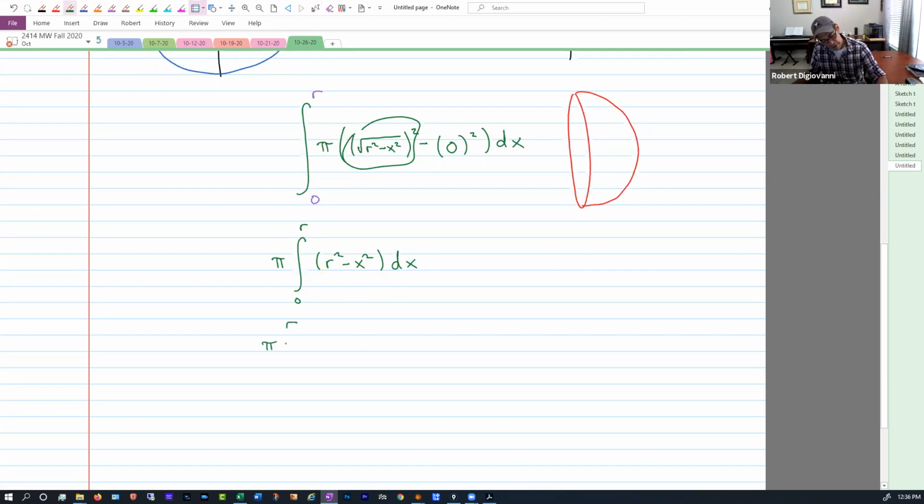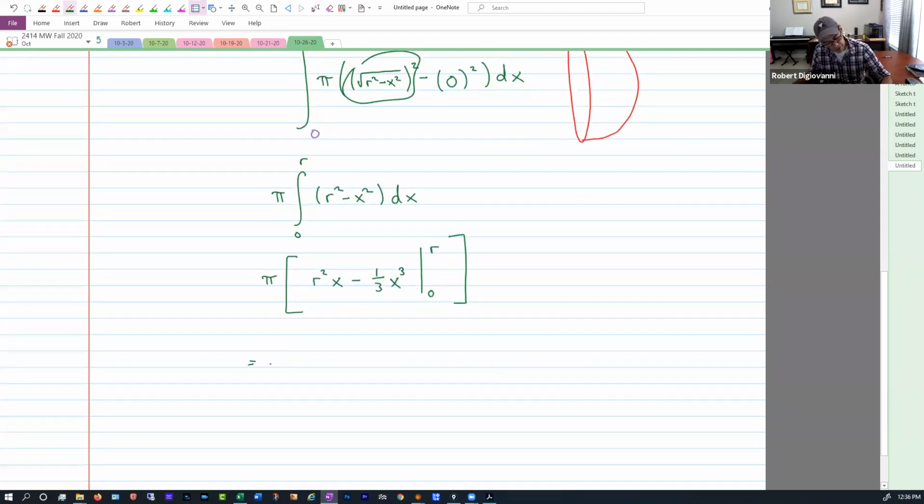So the antiderivative of this would be, well, remember r squared is a constant. So it may as well be the number 10, right? The antiderivative of 10 would be 10x. If this were the number 7, the antiderivative would be 7x. So this is just going to be r squared x minus the antiderivative of x squared, which is 1/3 x cubed. And I'm going to be evaluating this from 0 to r, where I'm plugging in the r for the x. Are there any questions? So let's plug r in for x.